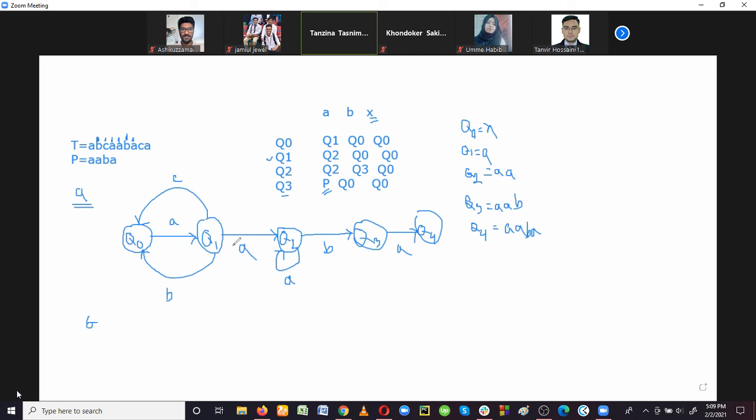These states can move forward only when they receive the characters A, B, A, because this is our pattern. A, B, A. Okay. So how many characters did we test from text? 7 characters. So K equals 7. And what about the length of pattern? The length of pattern is 4. So the index value is 3. Clear?